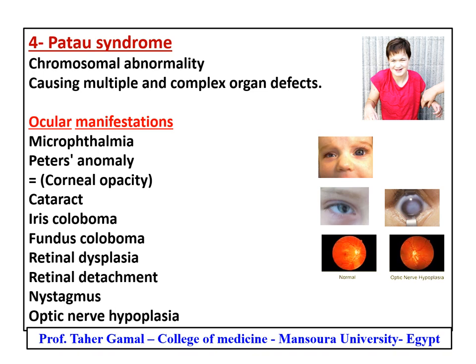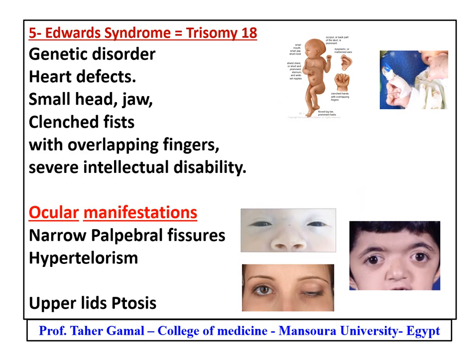The fourth type of chromosomal disorder is Patau syndrome. Patau syndrome is a chromosomal abnormality causing multiple and complex organ defects. Its ocular manifestations are many: microphthalmia or Peters anomaly, corneal opacity, cataract, iris coloboma, fundus coloboma, retinal dysplasia, retinal detachment, nystagmus, and optic nerve hypoplasia.